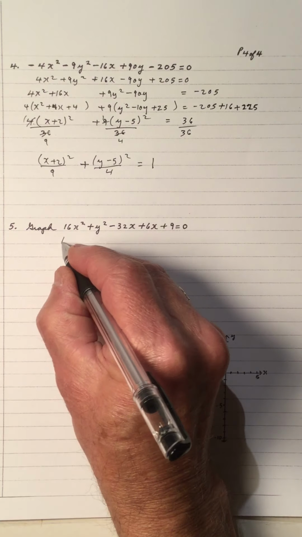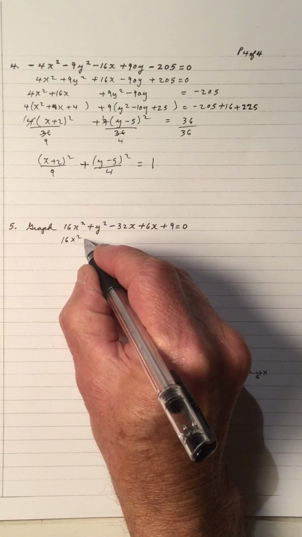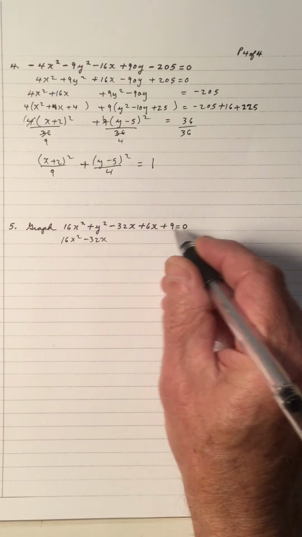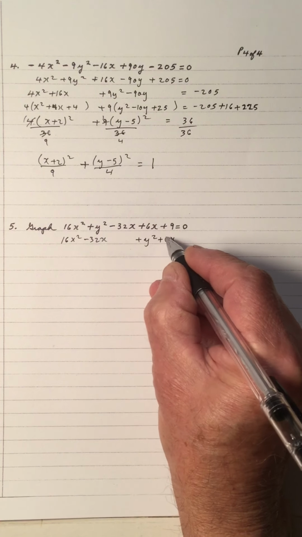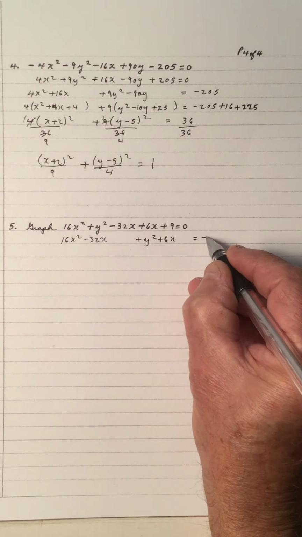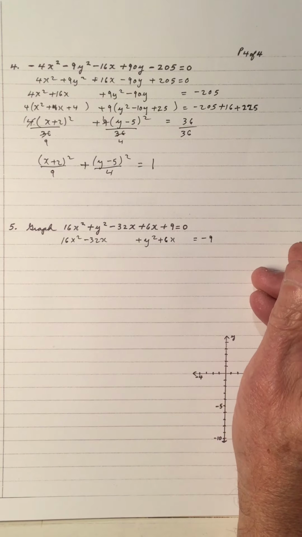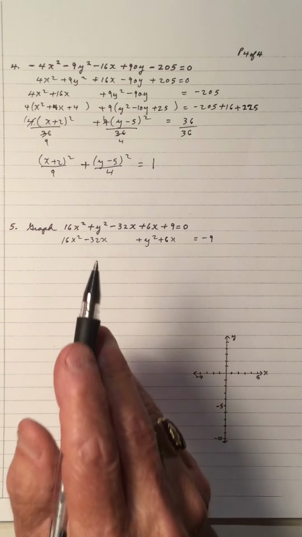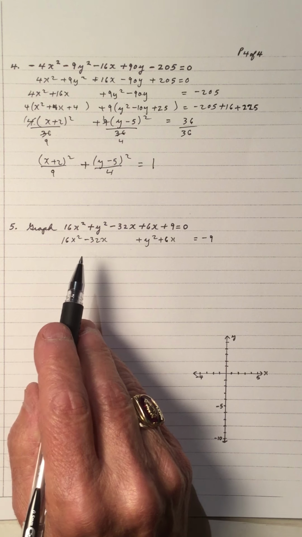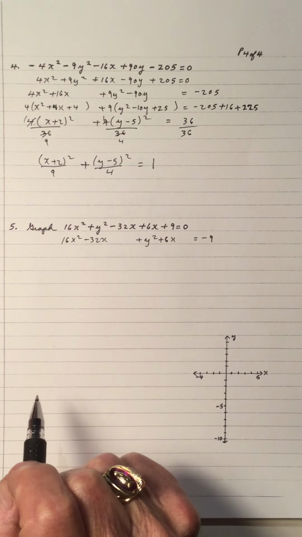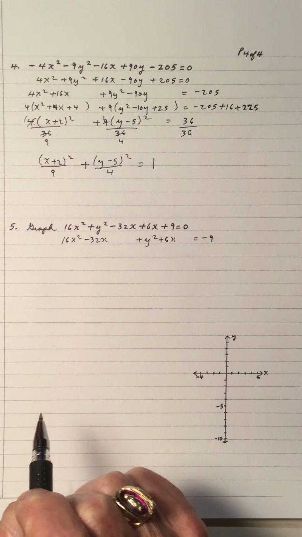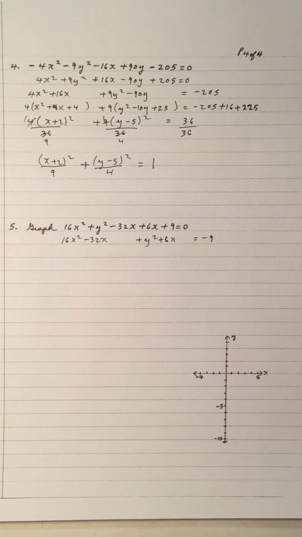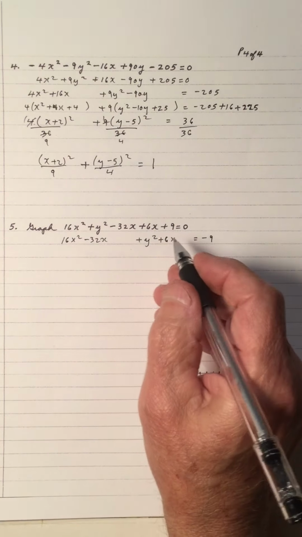So we group the x's. We group the y's. And we move the 9, make it negative. Notice we're going to graph this. So to graph this, I need it in the transformational form, so then I pick out the center and the stretches and everything is okay. Here we go.